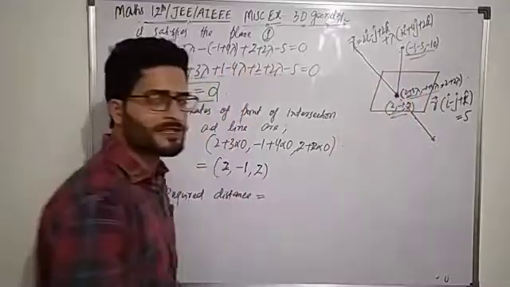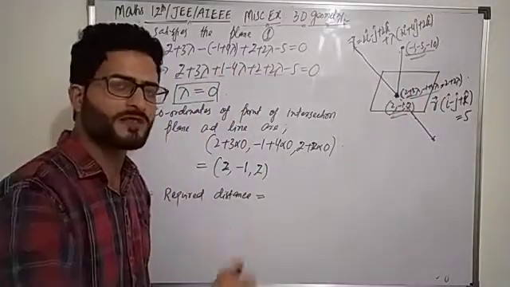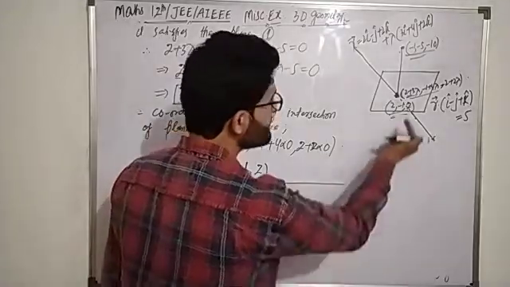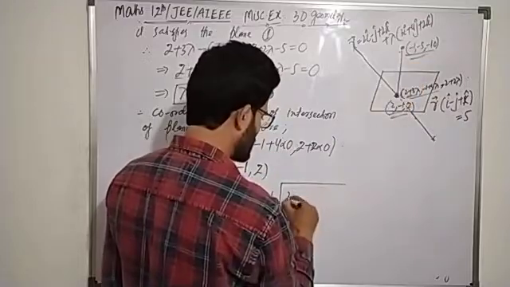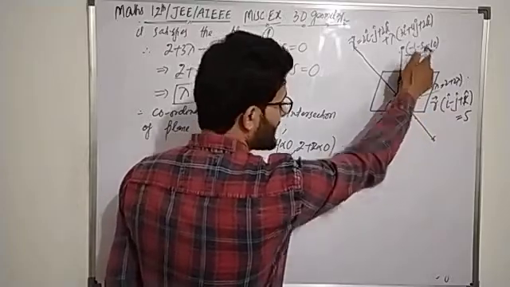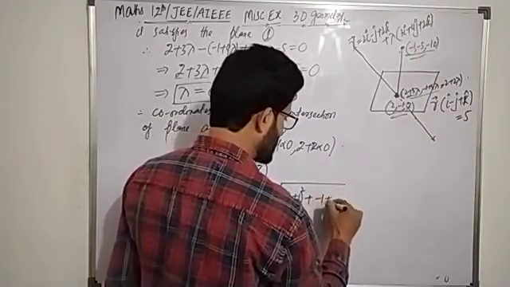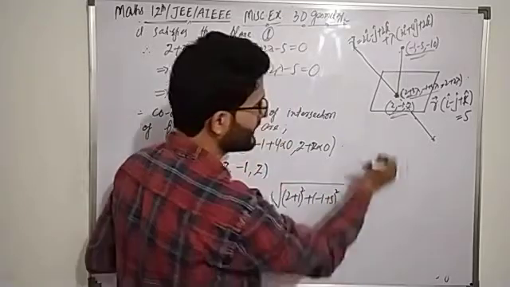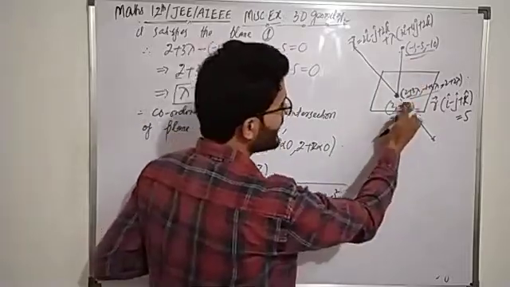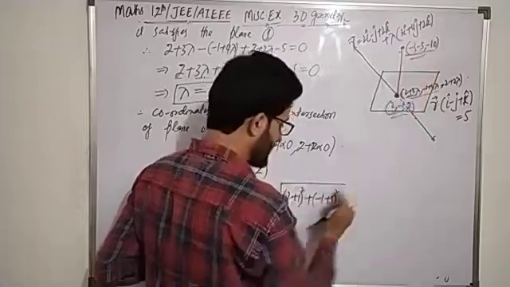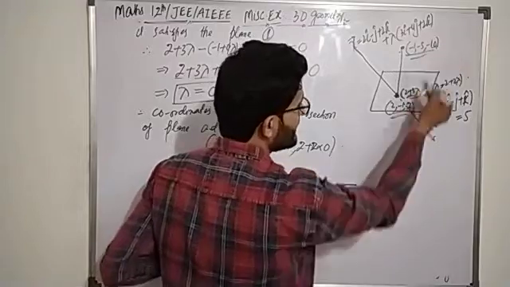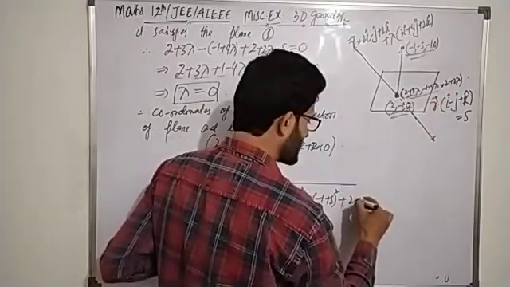The distance between 2 points must be equal to square root of x2 minus x1 square plus y2 minus y1 square plus z2 minus z1 square. So the required distance must be equal to square root of, yes, 2 minus minus 1, that is 2 plus 1 square, minus 1 minus minus 5, that is minus 1 plus 5 square. Is that clear? Because x2 minus x1, that is 2 minus minus 1, that is 2 plus 1 square, y2 minus y1, that is minus 1 minus minus 5, that is minus 1 plus 5 square, and plus z2 minus z1, that is 2 minus minus 10, that is 2 plus 10 square.